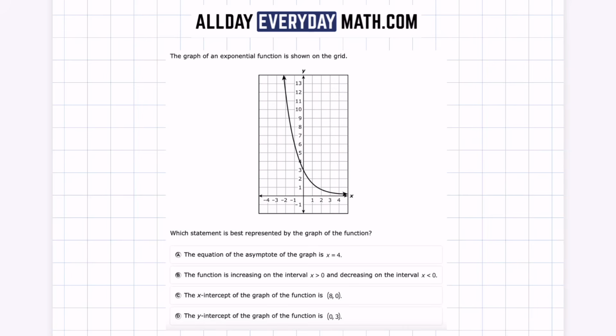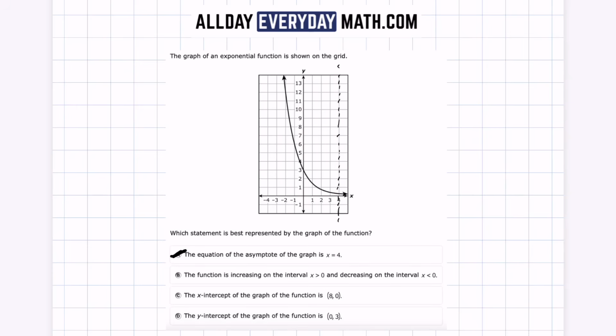Letter A says the equation of the asymptote of the graph is x equals 4. So let's draw a line going through x equals 4. So we have that vertical line, and that does not look like that's an asymptote for this graph. So we're going to mark out letter A.